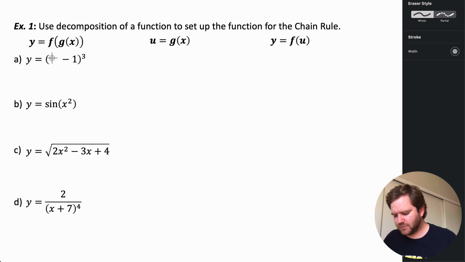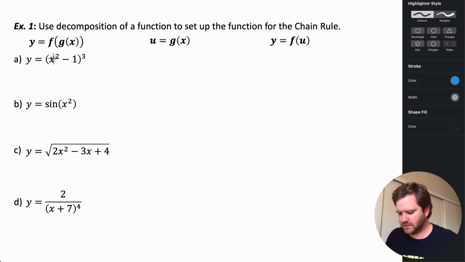But I do know how to take the derivative of just something cubed. So if I were to make the inside of this thing that's being cubed something simple, like a u, I know how to take the derivative of u cubed. So we're going to make u what's on the inside here. So u is going to be equal to x squared minus 1. If I was rewriting this function in terms of u, this would just be y equals u cubed. I know how to take the derivative of that. It's going to be 3u squared.